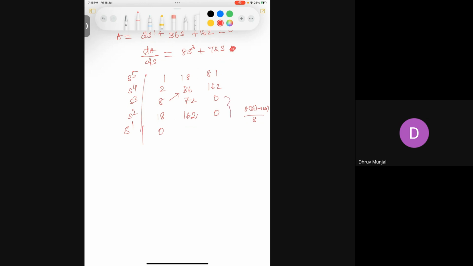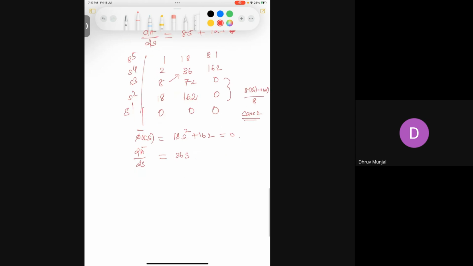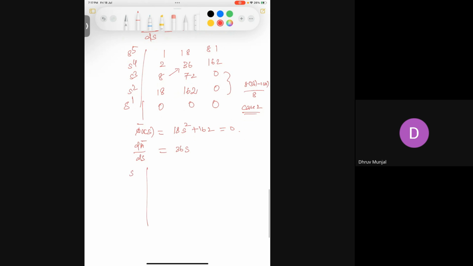Then there are two zeros here, 0, 0. So again we end up in special case 2, replacing it with the auxiliary equation. I'm considering this as A bar in order to reduce the confusion. It will be 18s square plus 162, equal to 0. Differentiating, dA bar by ds is equal to 36s. That only, 36s, you will get. Now again replacing the same with this.